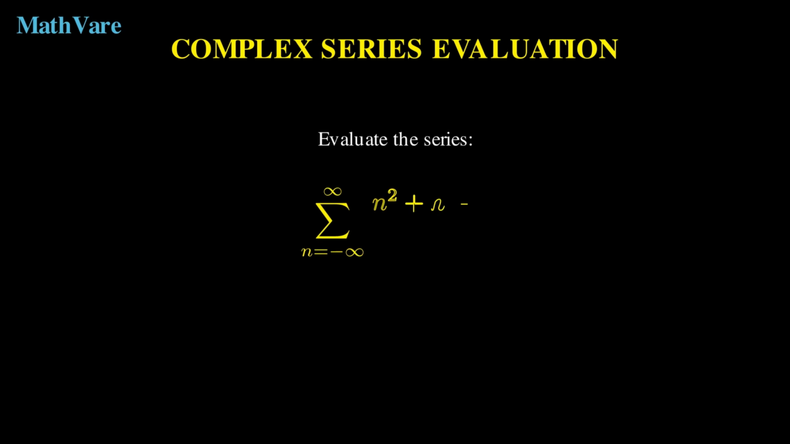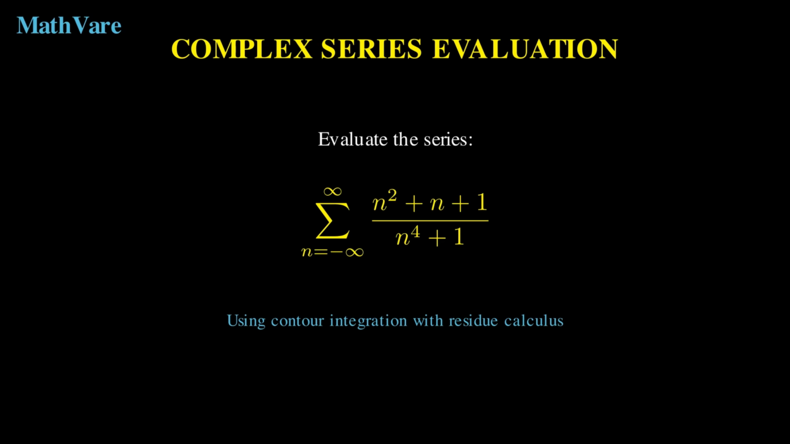The key insight is that we'll convert this series into a contour integral using a technique from complex analysis. We'll integrate the rational function r of z equals (z squared plus z plus 1) over (z to the fourth plus 1), multiplied by cotangent of pi z, around a carefully chosen contour in the complex plane.